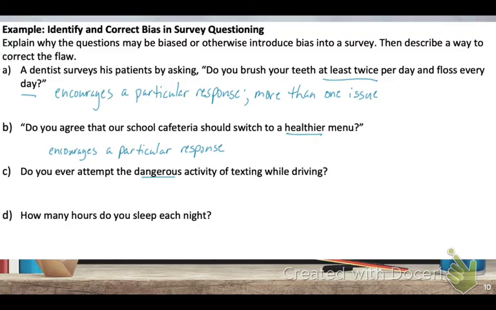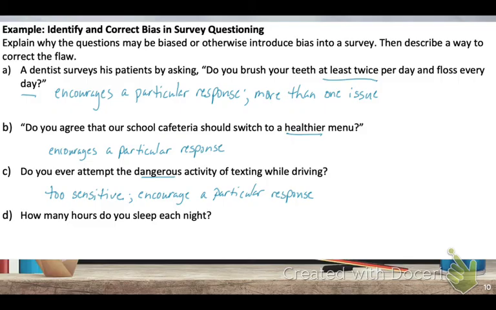C, do you ever attempt the dangerous activity of texting while driving? So we have that particular word, dangerous. This question is probably too sensitive to answer truthfully, because you don't want to do something that's dangerous while you're driving. It also would probably encourage a particular response.